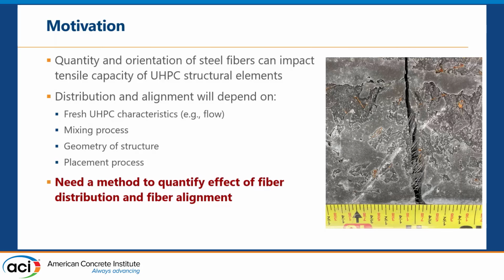So in terms of motivation, a lot of speakers before me already talked about this. We understand that quantity and orientation of steel fibers can have a significant impact on tensile capacity of UHPC structural elements. The distribution and alignment will depend on many factors. The question that we particularly want to answer is: is there a simple, practical method to quantify the effect of fiber alignment?